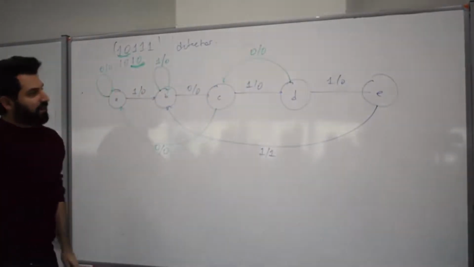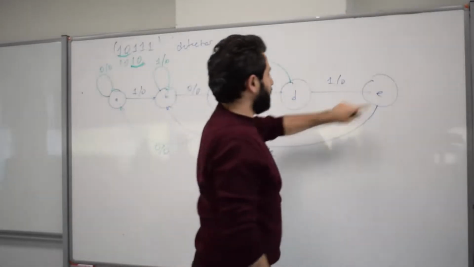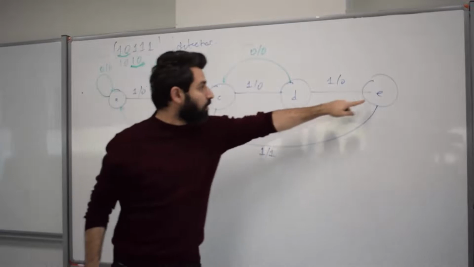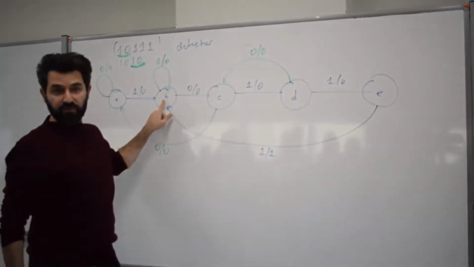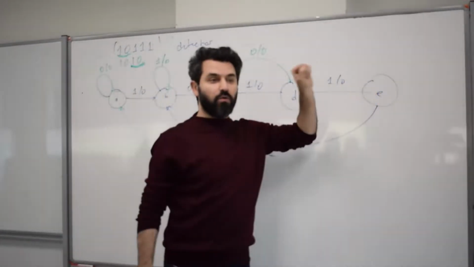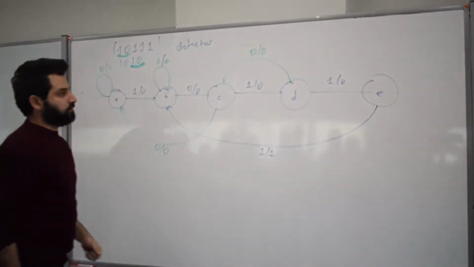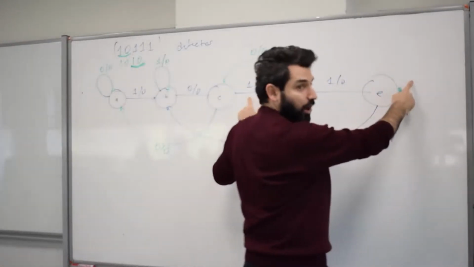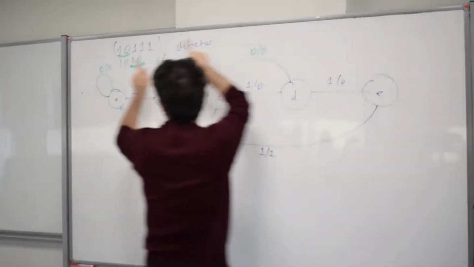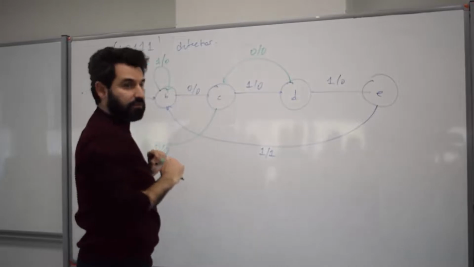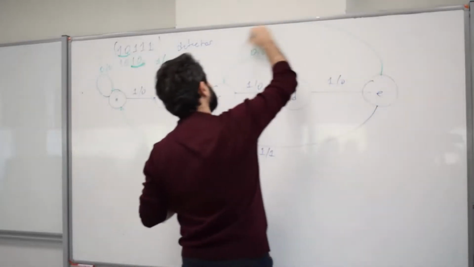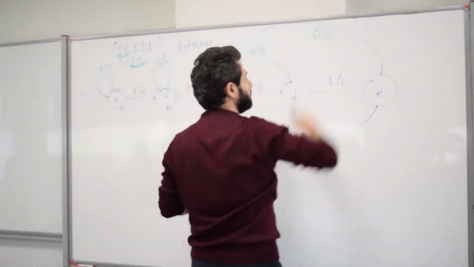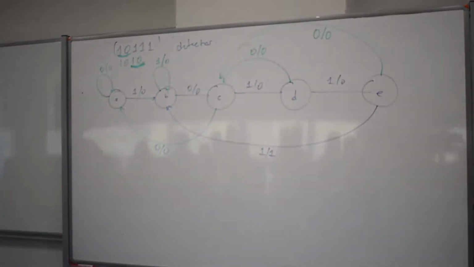And finally, E. I see E, I know what to do when I see a 1 in the input. I go from E to B. That's my transition. If I see a 0, what am I going to do? C again. Why? Because I have 1, 0, 1, 1, 0, but that 1, 0 could be the beginning, right? So I have to go back to C again. That's why I have 0 and 0, because I haven't completed the sequence yet.